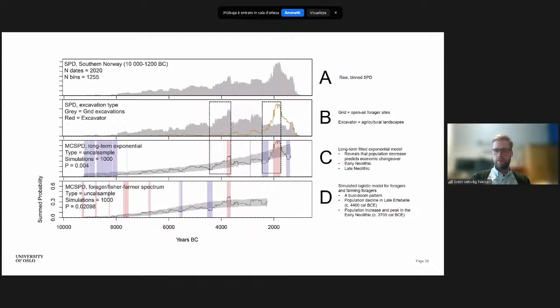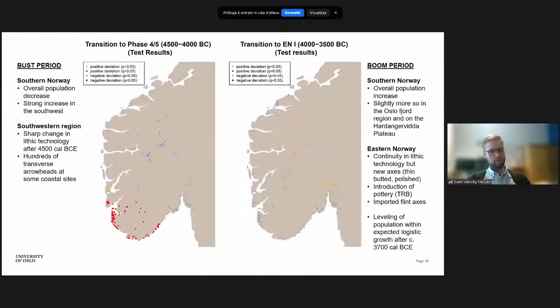model where we take into account that there was an acculturation process in eastern Norway with one population, we see this even more clearly in the Ertebølle and early Neolithic period, that we seem to have a sort of bust to boom pattern where the population increase is coming after a period of a smaller population. So we can see this also spatially.